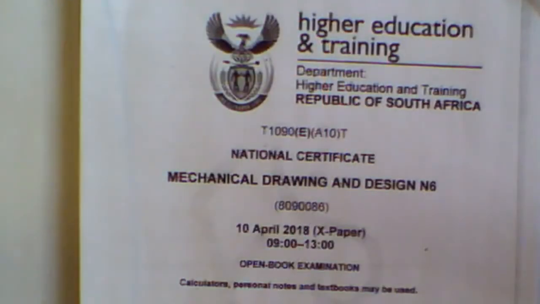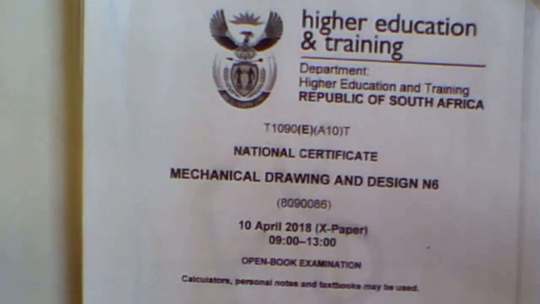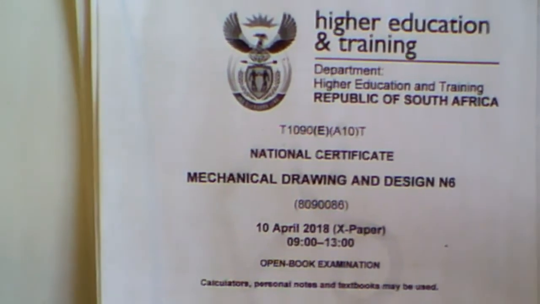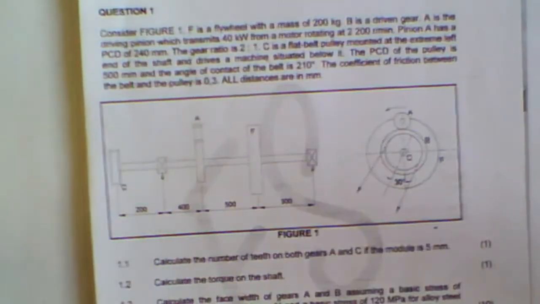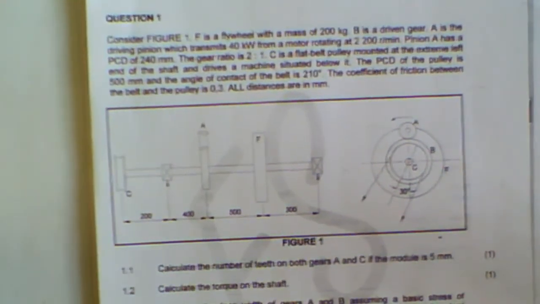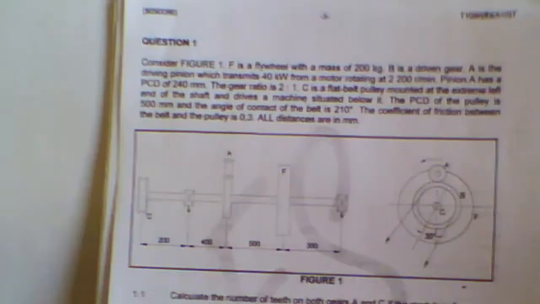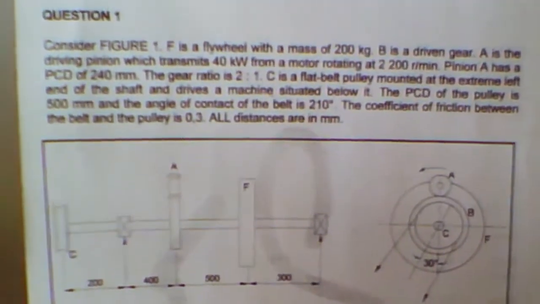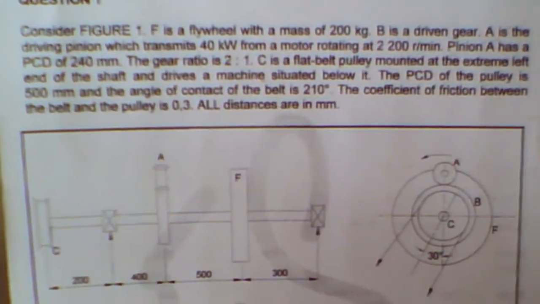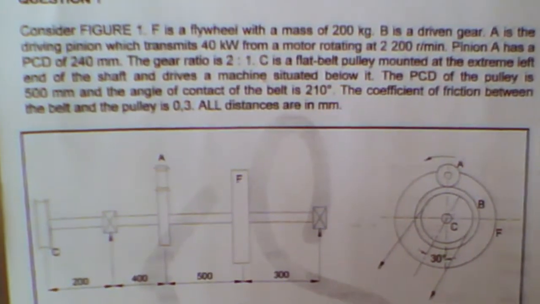So for the first part, let's have a look. This is the 2018 question paper. This was for the first trimester. And the question we're looking at was question 1, which read as follows. The problem says, consider figure 1.